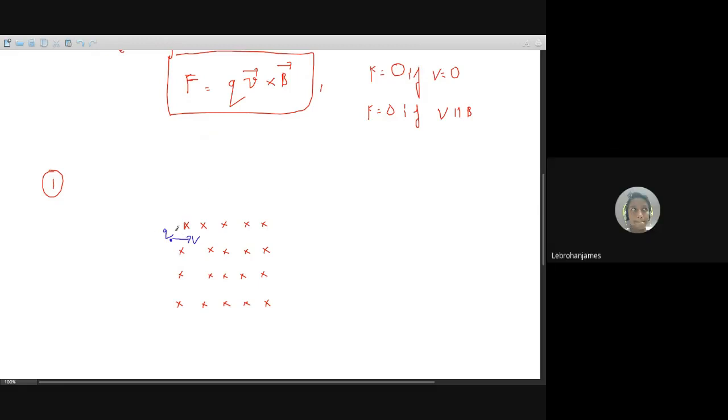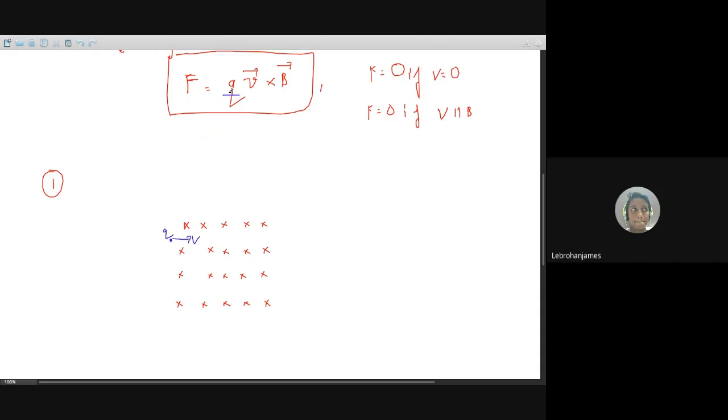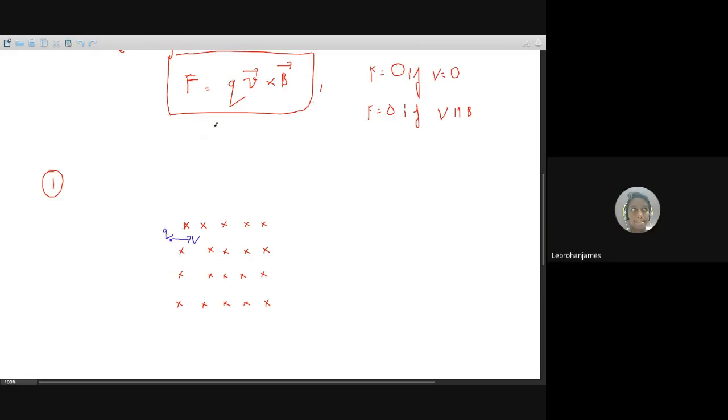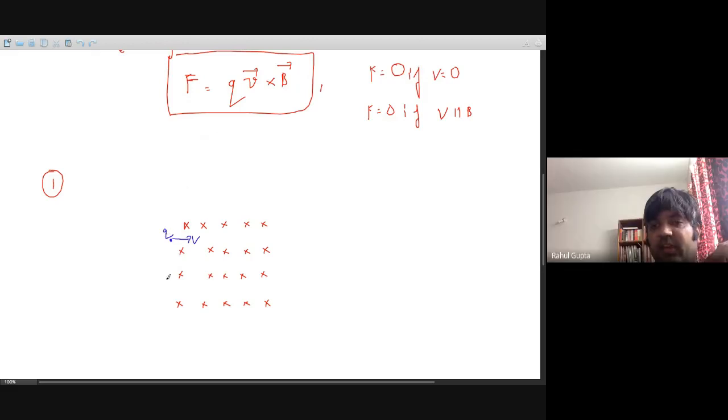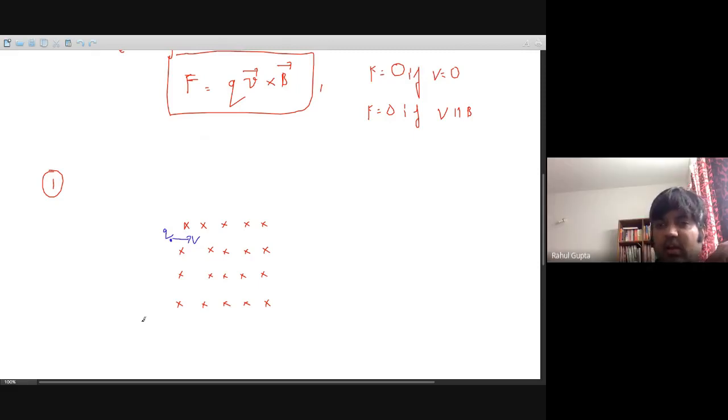Sir, does it depend on what the charge is, like what magnitude it carries? It does, right? It depends on the magnitude, yes. But the direction won't, right? Direction depends on whether it's a positive or a negative charge. So if it was a negative charge, the force would have been downwards. Yeah. So here, do you get how I applied it?